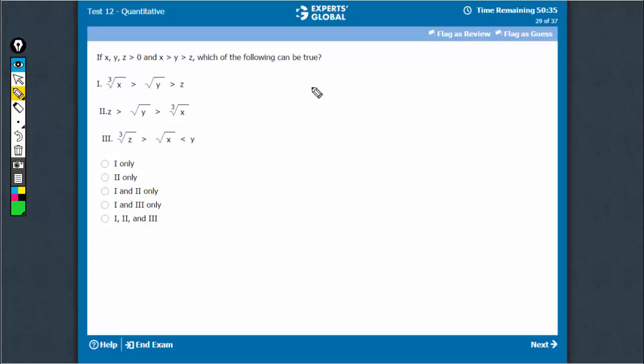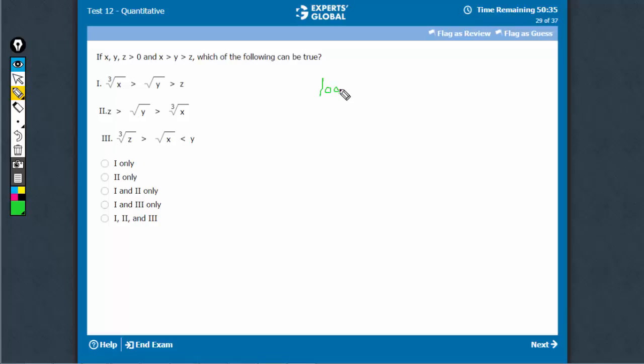So statement 1 is of course possible for huge values of x, y and z. Let's say x is equal to 100 and y is equal to 5 and z is equal to 1. Of course this is possible, works well.